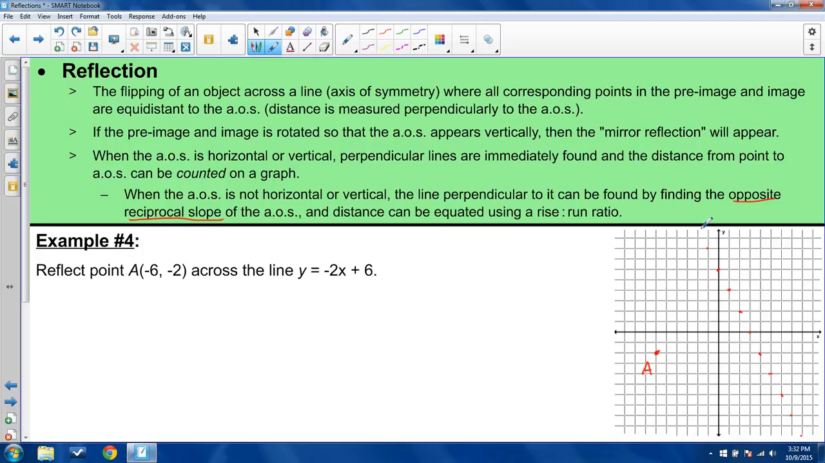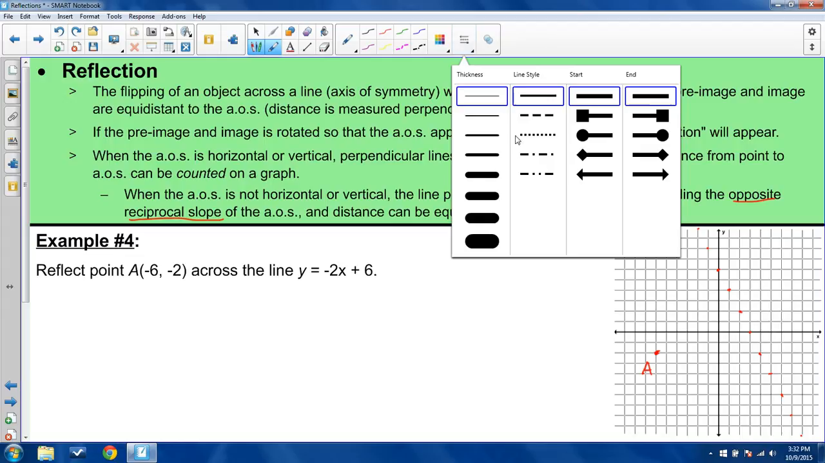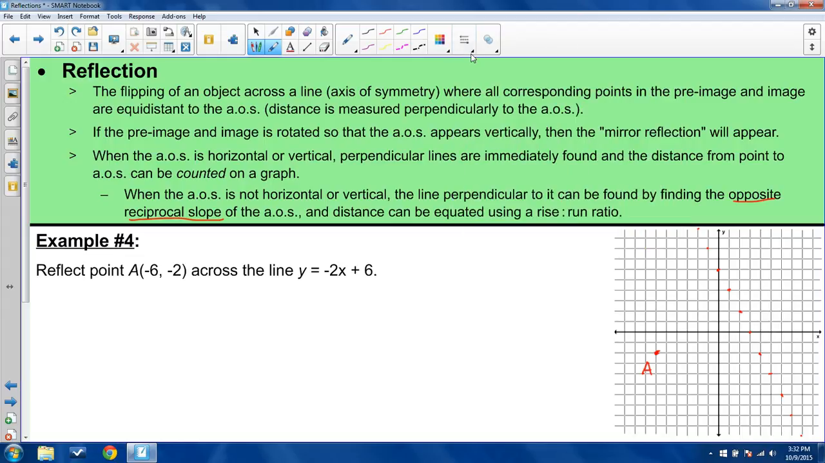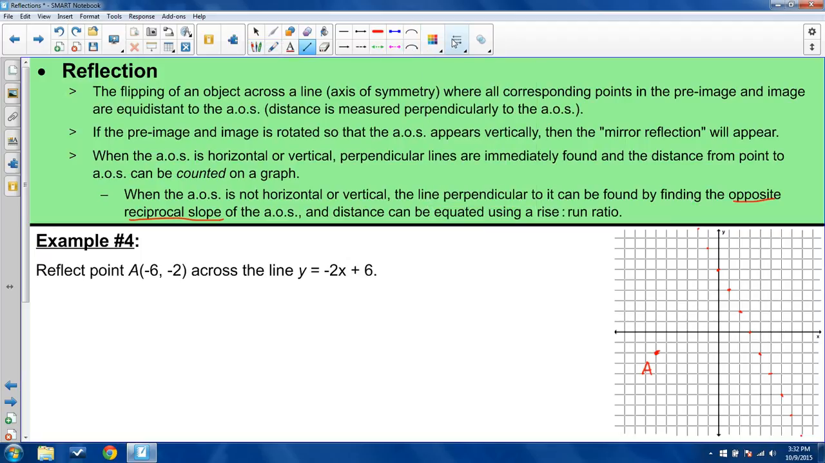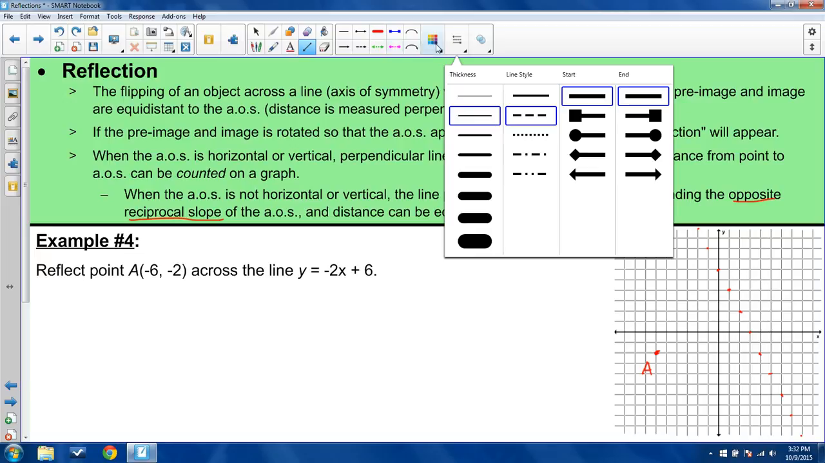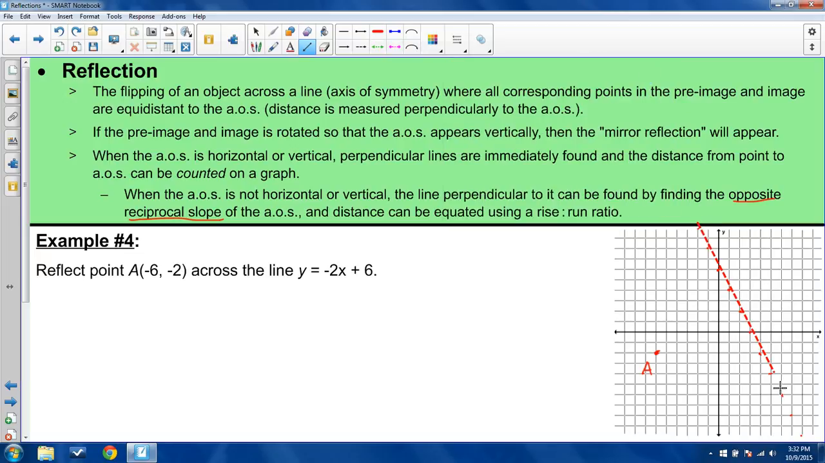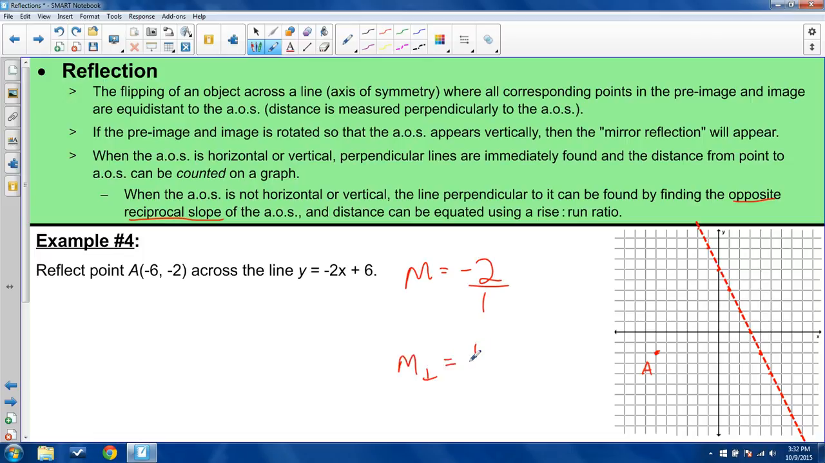So this one right here, I need to go perpendicular to it. And unlike a vertical line, this is just going to be a little bit more of a hassle because now I need to make sure that I create an opposite reciprocal slope. So there's about my line. I can make it a little bit closer. Okay, so here with A, this point right here, the slope of this line here is negative 2 over 1. So the opposite reciprocal slope of that is 1 over 2.